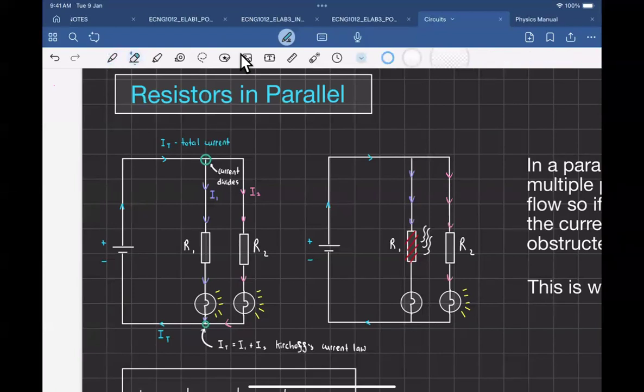Wait, let me just erase this real quick. Let me see how much you are properly thinking. If this over here is the total current, how much current do you think will pass through R2? Would it be I2? Would it be I1? Or would it be the total current passing through R2? Let me see how much you could figure that out.